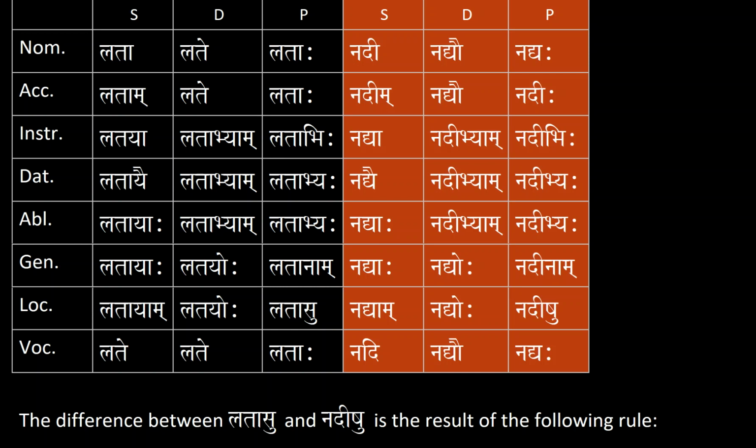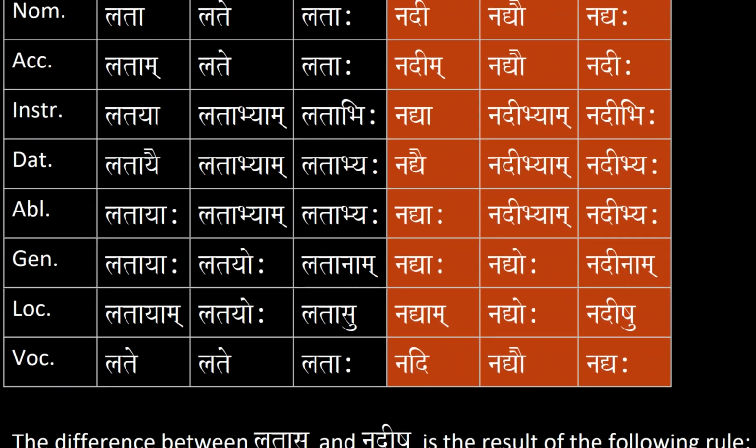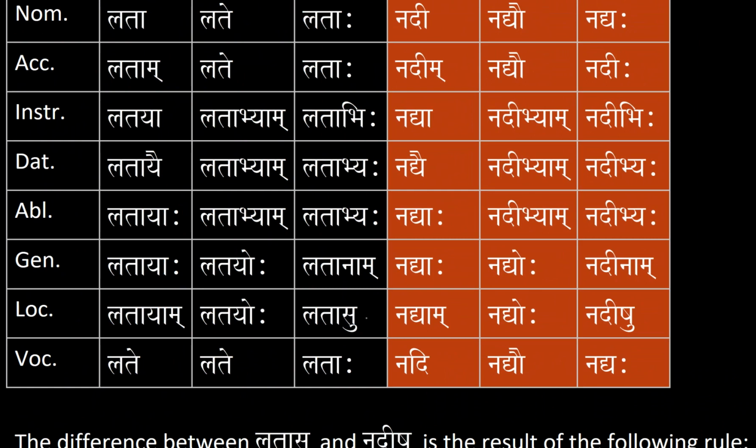Today we are going to talk about a difference in the declension, for the locative plural, for feminine nouns. Lata is a feminine noun that ends in a. Nadi is a feminine noun that ends in long i. If you take a look at the locative plural here, and remember, these tables are together because they share very similar patterns, but there is a difference between the locative plural in both of these.